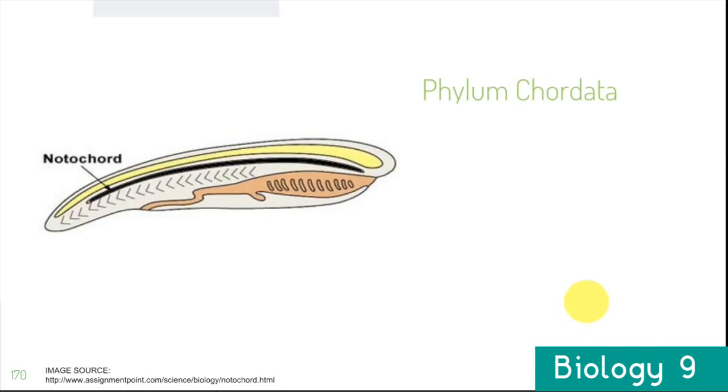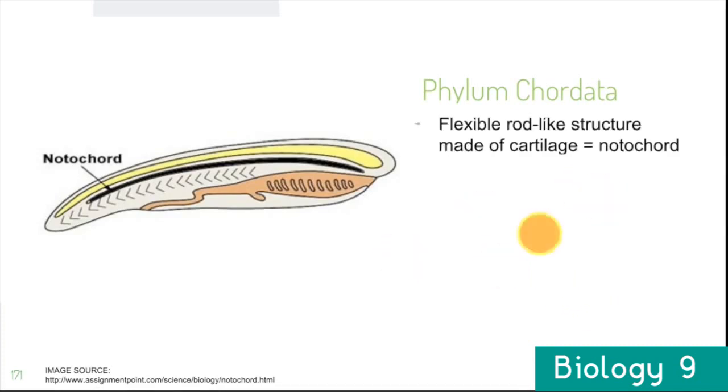Chordata is a term used for these flexible rod-like structures, which are known as the notochords, and they run along the dorsal, the back side of the body, which provides support for these organisms.